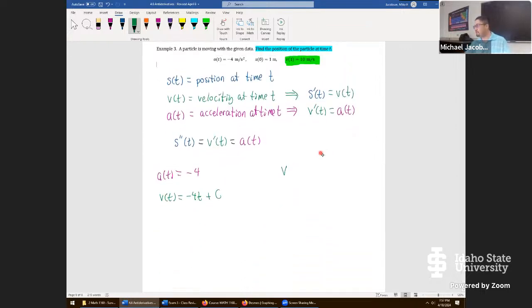So let's solve by saying, just recalling, v of 1 is 10. Where it says v of 1, that means you're just placing 1 right here for t. So -4 times 1 plus a constant is 10. We can just add 4 to both sides, and c is equal to 14. Then we come back over here, update the function. Velocity at time t is -4t plus 14. Well, that's one step down. Next thing we have to do is pull back again, one more antiderivative, and we will have position at time t.